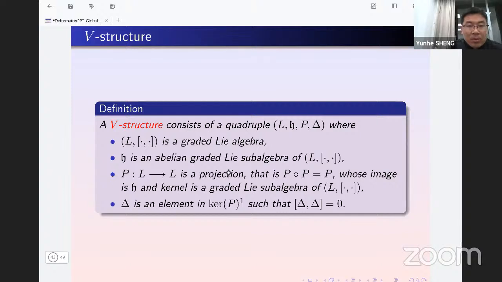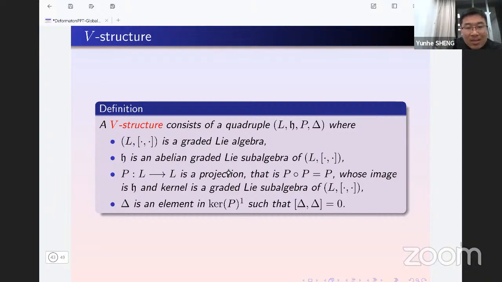Okay, so now I have maybe 8 minutes, and I will give the proof of the main theorem, the construction of the controlling algebra structures. So what we need is the Voronov derived bracket. So first, I give the definition of V-structures. Here V stands for Voronov.